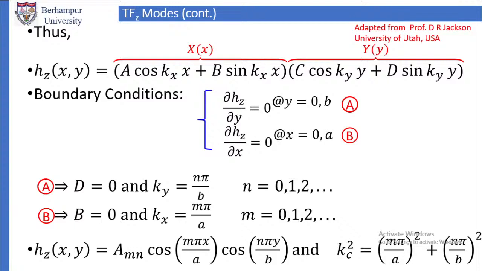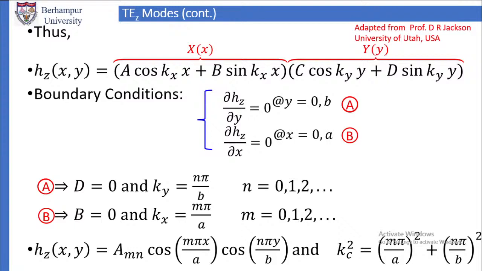Now, cutoff wave number is not equal to 0. From this you can see that cutoff wave number is not equal to 0 unless m is equal to 0 and n is equal to 0. We will say that m equal to n equal to 0 is not a possibility in this waveguide. Therefore, cutoff wave number will not be equal to 0. Since cutoff wave number is not equal to 0, this is not going to support TEM mode.